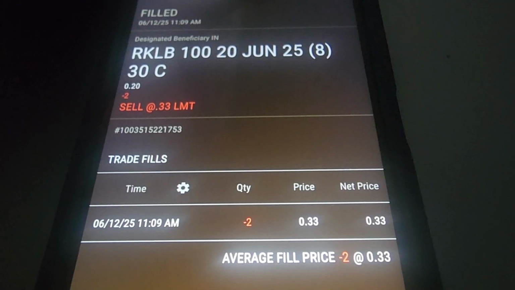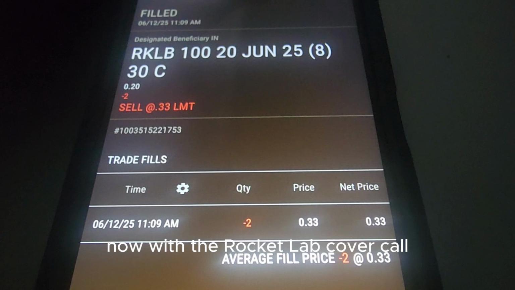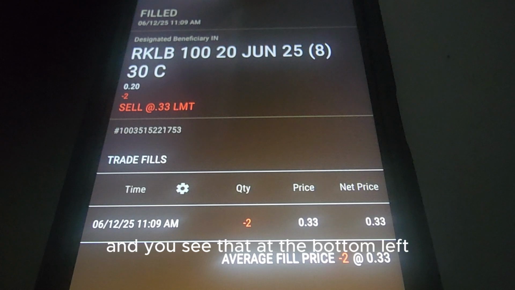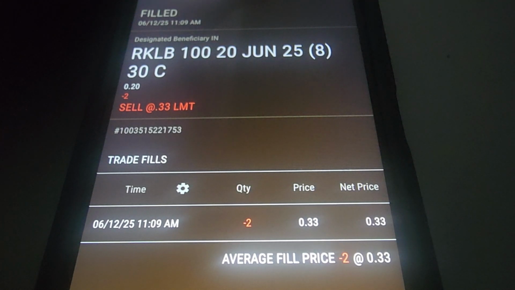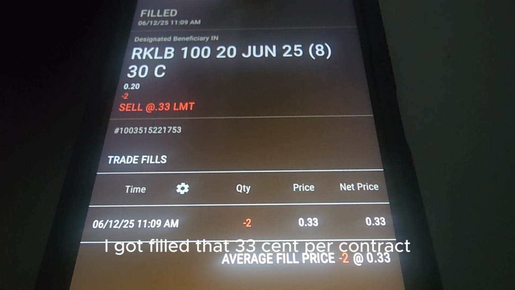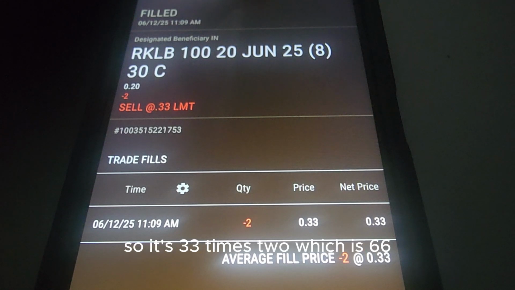Now, with the Rocket Lab covered call, I got filled this morning. As you see there at the bottom left at 11:09 this morning. The 2 contracts I sold were the $30 call. I got filled at 33 cents per contract. As you know, that's times 100, so it's 33 times 2, which is 66.